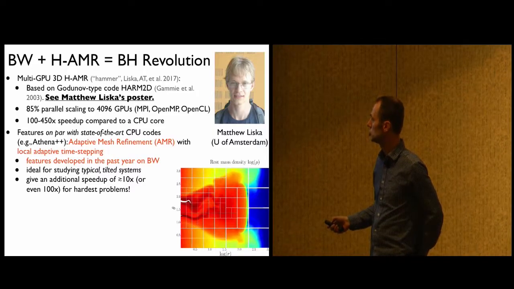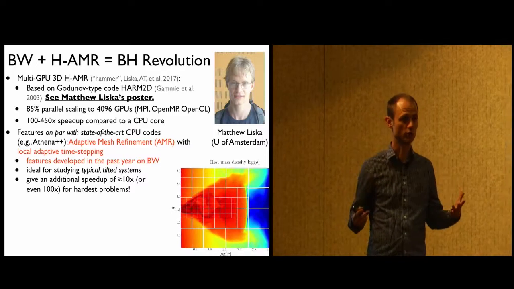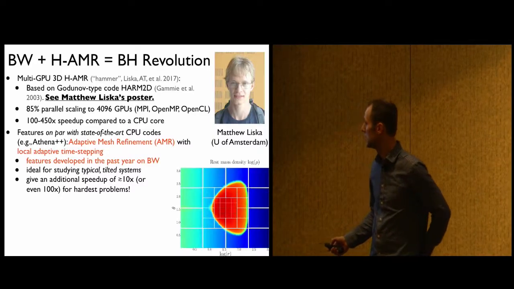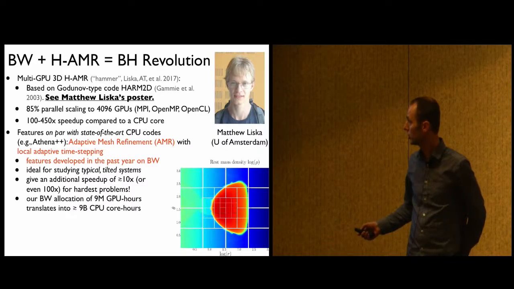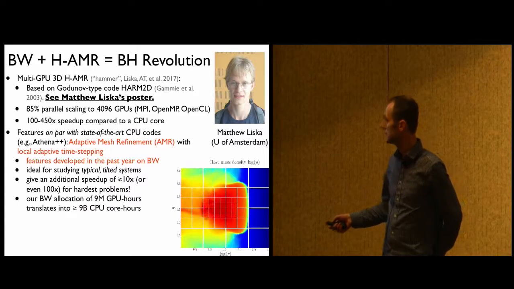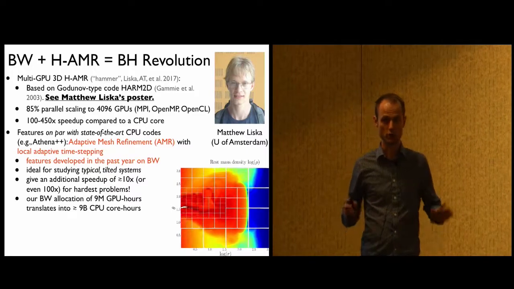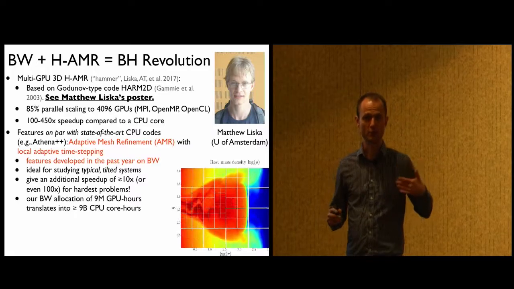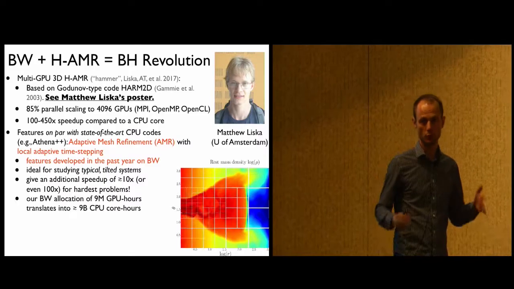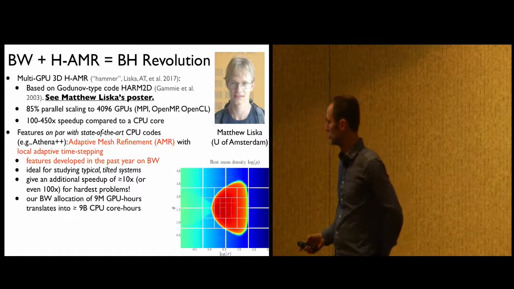These features allow us to get an additional speed up of about a factor of 10 to perhaps 100, depending on the thickness of the accretion disk or a stream that we want to resolve. And that allows us to convert our 9 million GPU hour allocation on Blue Waters into something of order of 9 billion CPU core hour equivalent, which is, again, a really big number that I'm still trying to absorb. But the point is, whatever I'm going to be showing you later would not be possible without the use of GPUs. On the CPUs, we would never be able to do this.